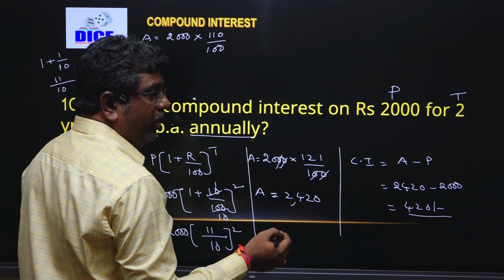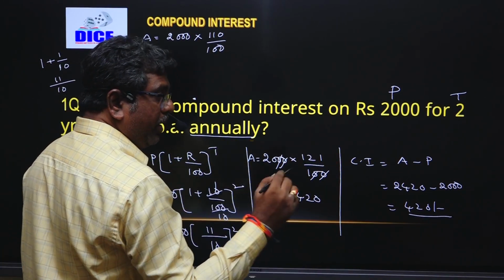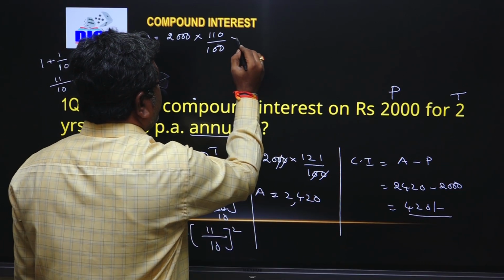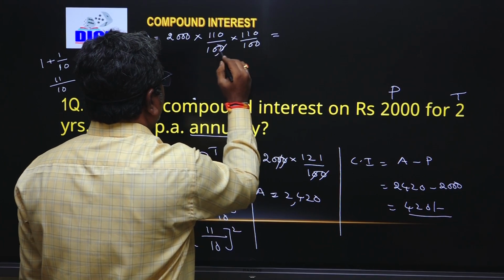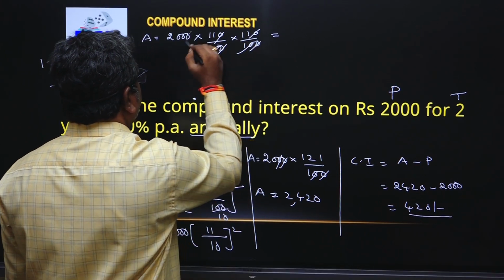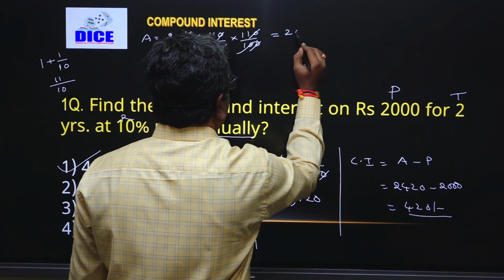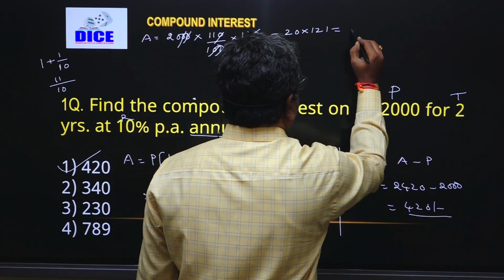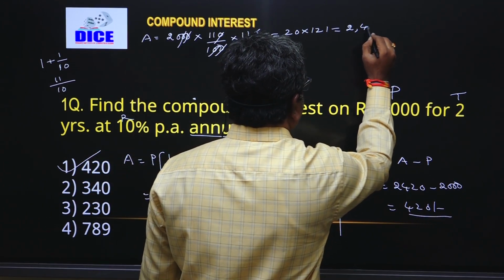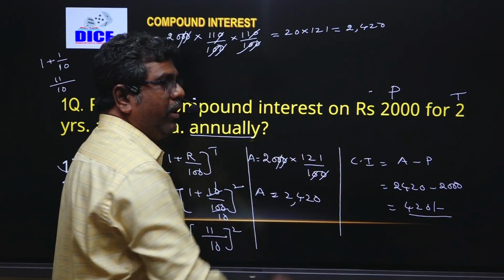How many times you have to write down? Time 2 years means you have to write 2 times. 3 years 3 times రాయాలి. 110 by 100 × 110 by 100 అయిపోయింది. ఇదే అమౌంట్. ఈ 2 zeros, ఈ 2 zeros cancel. 20 × 11 × 11 = 121. This is equal to, the value is 2420. Only in a single line we will get the answer.